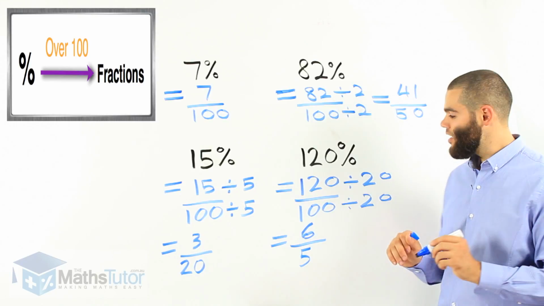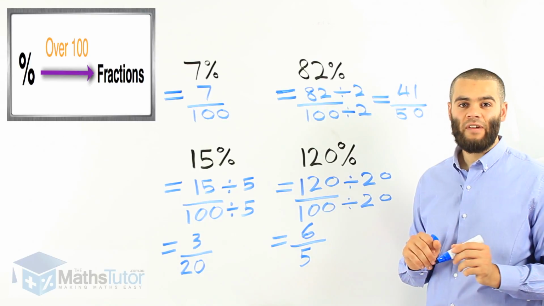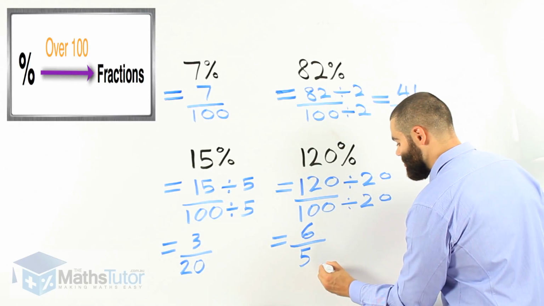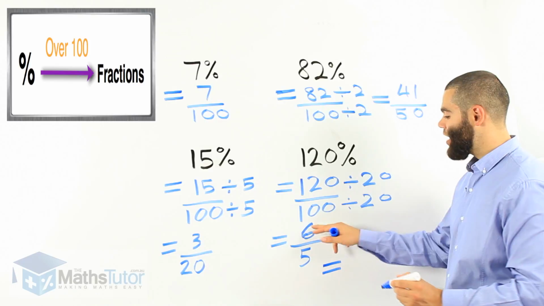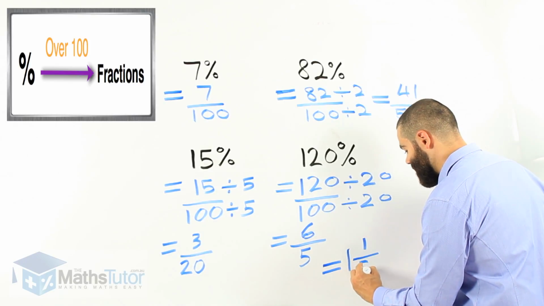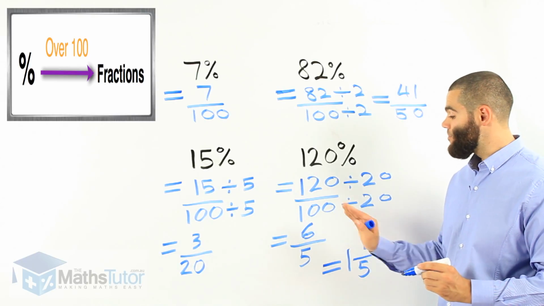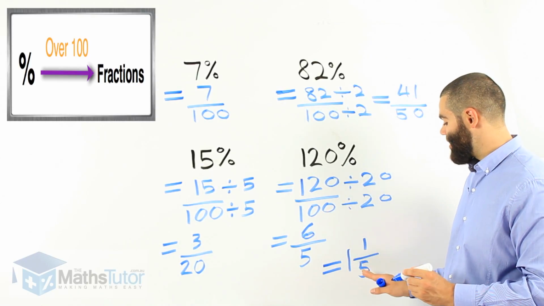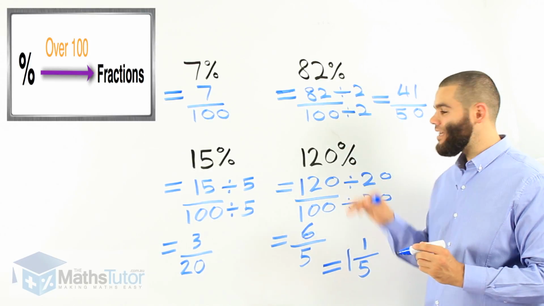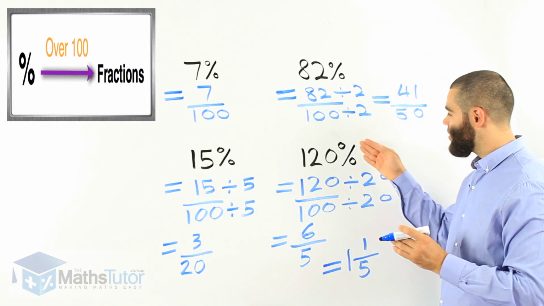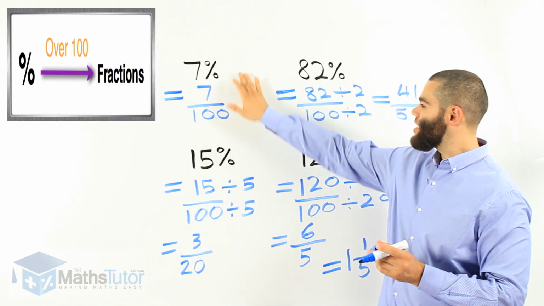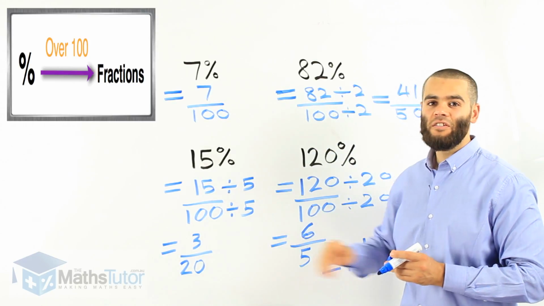6 over 5. What do you notice? It's an improper fraction. We can also write it as a mixed numeral. Changing it to a mixed numeral. How many 5s go into 6? 1 whole and 1 remainder. And the 5 goes on the denominator. That's an improper fraction, and that's a mixed numeral. 6 over 5, 1 and 1/5 is exactly the same as 120%. We've converted percentages to fractions.